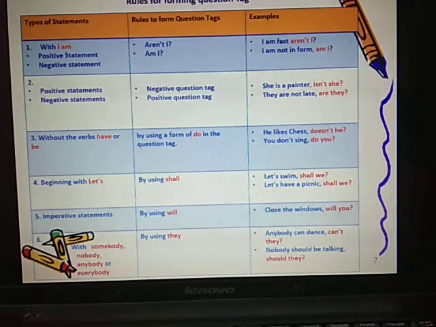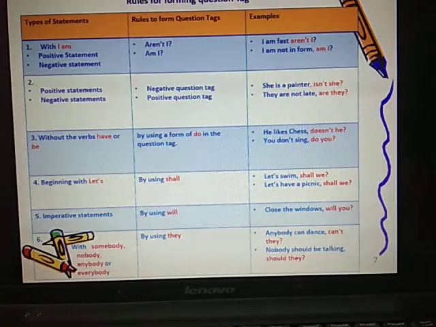Sentences beginning with let us use shall. Let us swim, shall we? So whenever let us comes, we will use shall. Let us have a picnic, shall we? Because let us means us counts many people, many persons, right? So it becomes a plural form, so we write shall we.